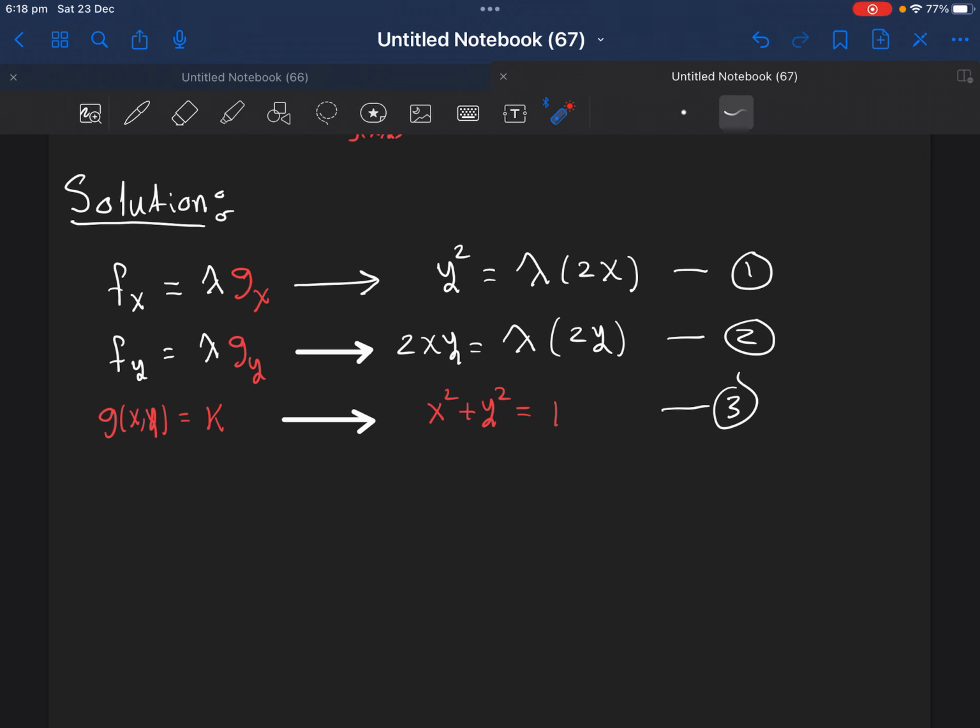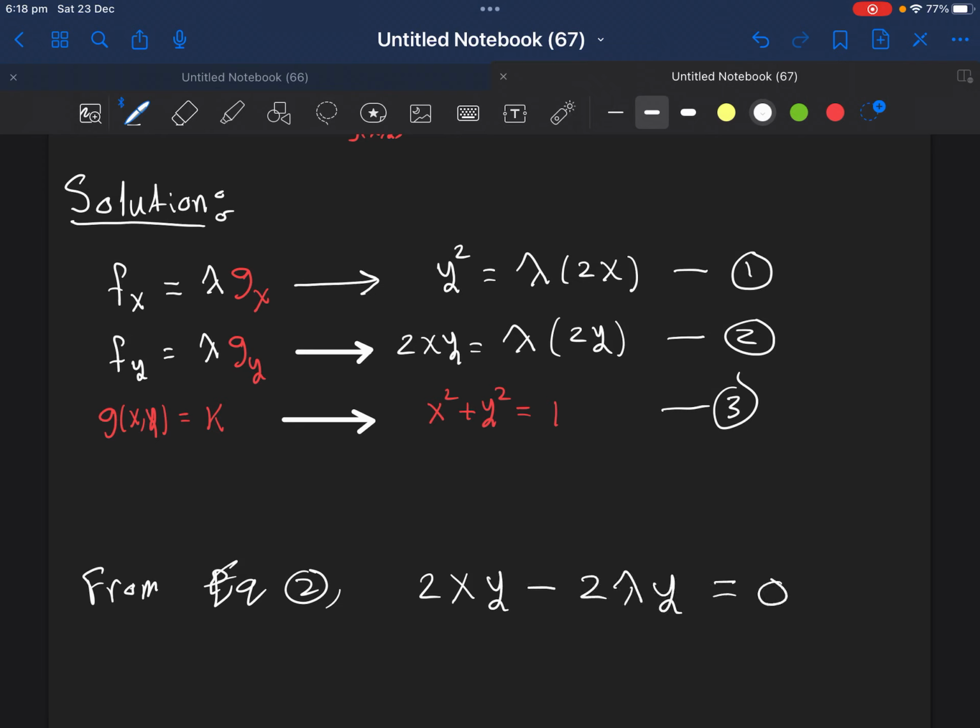So what we need to do is manipulation between equations 1, 2, and 3. Take something from equation number 1, put it in equation 2, maybe from 2 put it in 3, and so on. Try to manipulate. So the best way I can see to start is equation number 2, because first of all, I have 2 and 2, I can cancel them. Also, I have y and y, so I can take it as a common factor. So from equation number 2, we have 2xy minus 2 lambda y will be equal to 0. So what I will do, I will take this one to the left side here. I will get this.